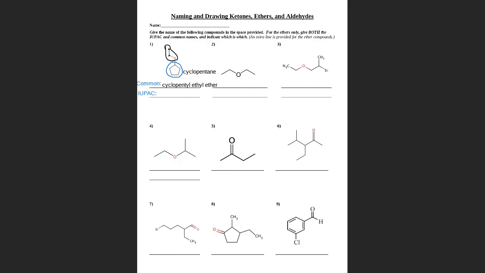And then the remaining carbons along with that oxygen become a branch. But a very special kind of branch. Because it's 2 carbons with an oxygen, I'm not going to call it ethyl. I'm going to call it ethoxide.